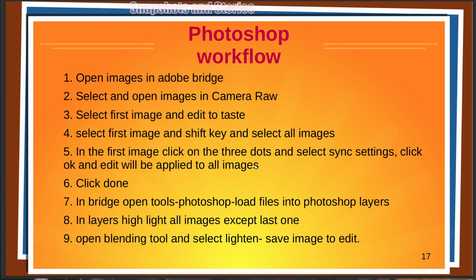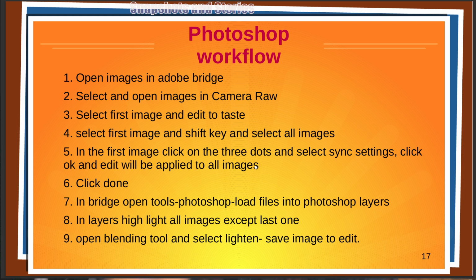Now here's also the Photoshop workflow. Again, very straightforward, and a lot of us use Photoshop because that's where a lot of us edit, between Photoshop and Lightroom, but you're going to want to use Photoshop for this. So you're going to open your images in Adobe Bridge, select and open the images in Camera Raw, select the first image, and then just edit that one the way that you want to. So in other words, if it's a little bright and you want to darken it down, you want to use some curves or however you want to adjust your image.